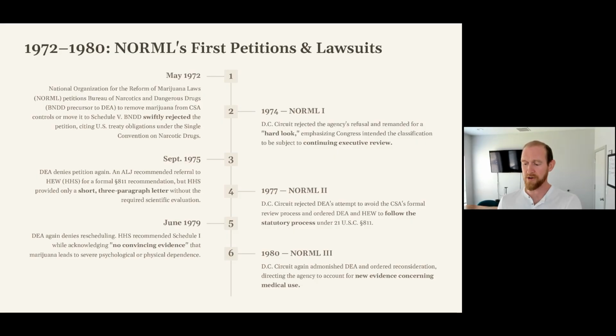So under 21 USC 811 is the process that the HHS and the DEA have to go through in order to start the rescheduling process. And essentially the HHS wrote a letter without the scientific and medical evaluation required. Oh man, okay. So then NORML sued again.